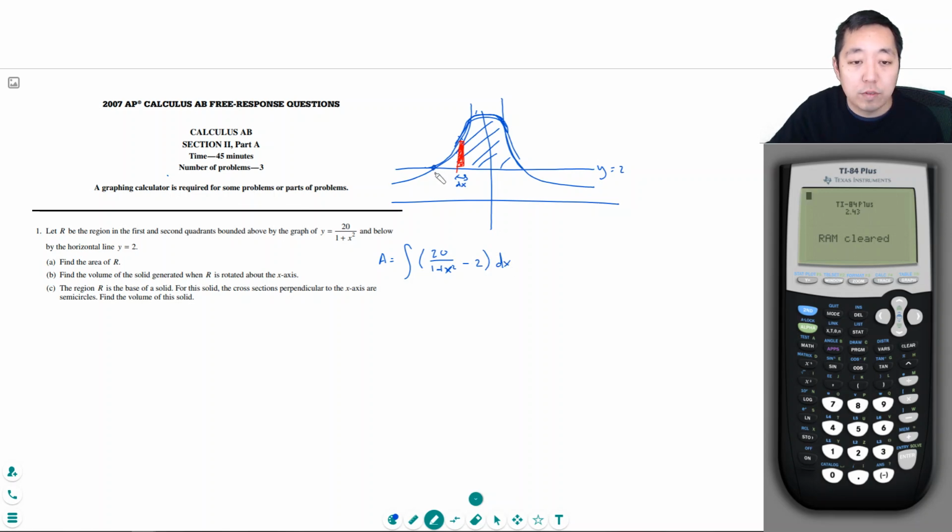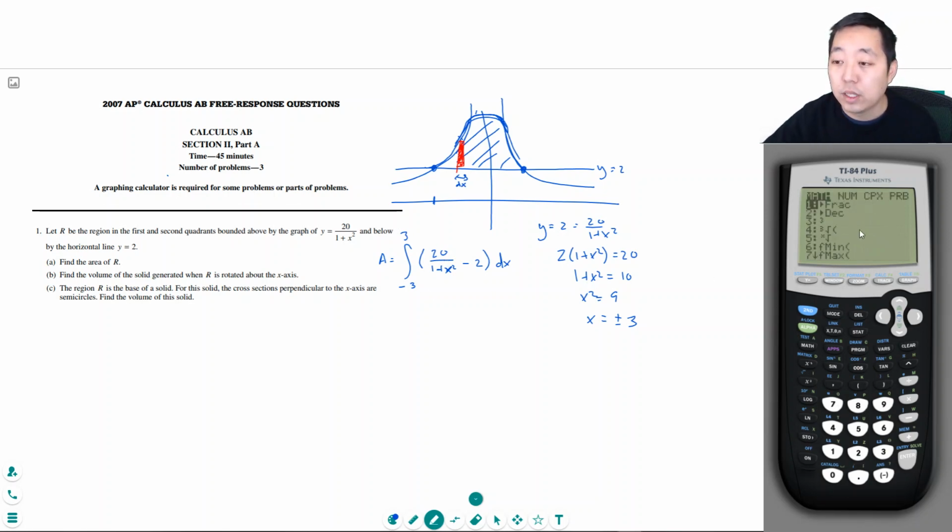Now I've got to integrate from where the intersection points are. So I actually have to know where these intersection points are, these x values. I want to know when this intersects that. That's when y equals 2 equals 20 over 1 plus x squared. That's 2 times 1 plus x squared equals 20. 1 plus x squared equals 10, dividing by 2. x squared equals 9. So x equals plus or minus 3. So I'm going to integrate from negative 3 to positive 3 here.